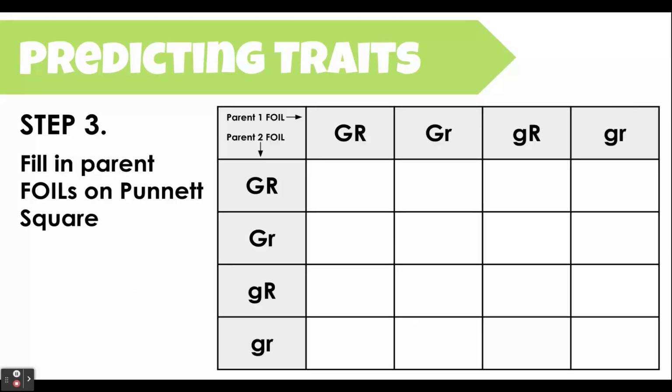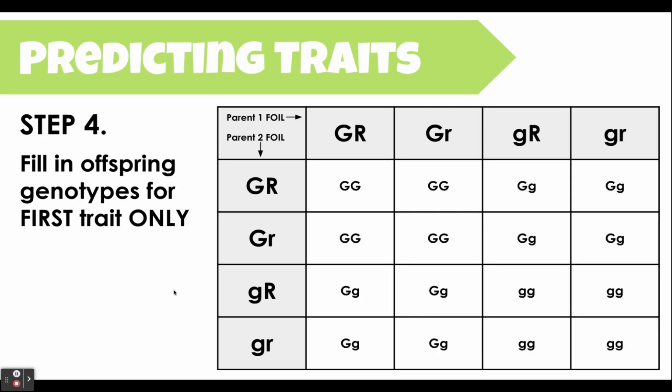Step 3, you're going to take the FOILs for each of the parents and put them across the top and down the side of your Punnett square, just like you would do in a regular smaller Punnett square. You put the alleles across the top and down the side. So I put parent 1 across the top here. I put the FOIL combinations of parent 2 down the side. Then we fill in just like you'd be filling in for a regular small Punnett square of 1 trait.